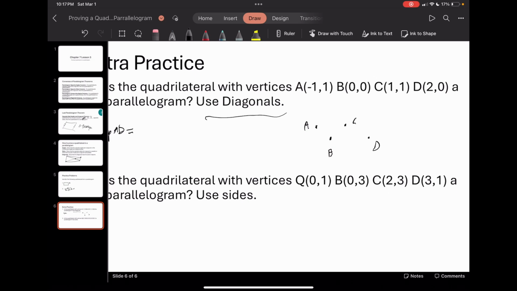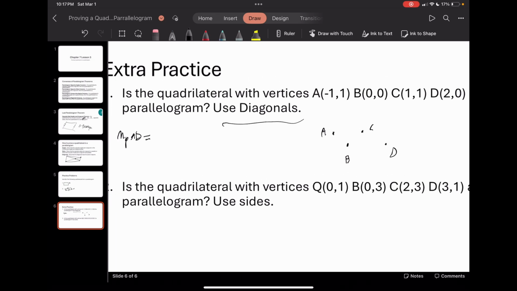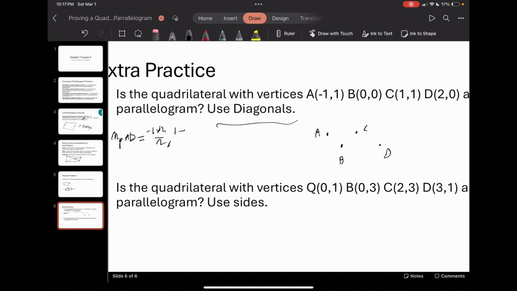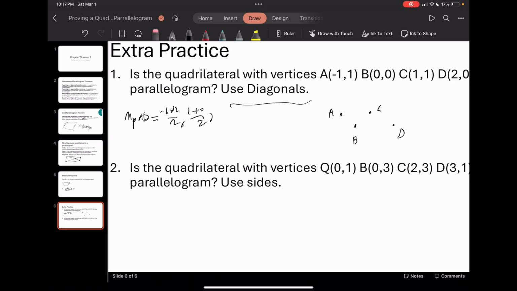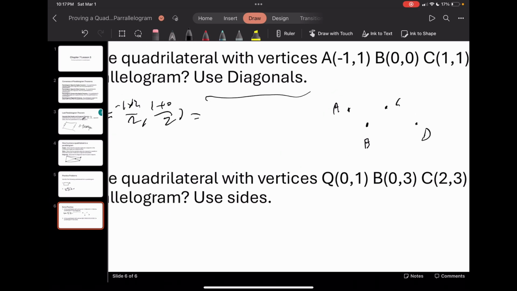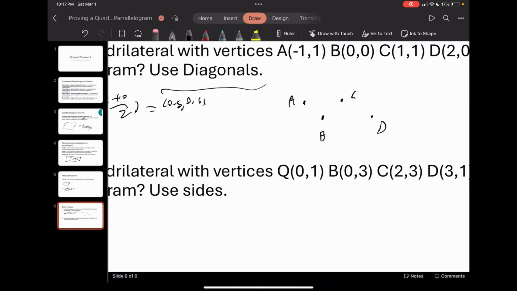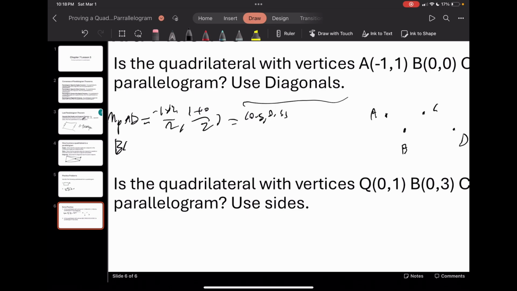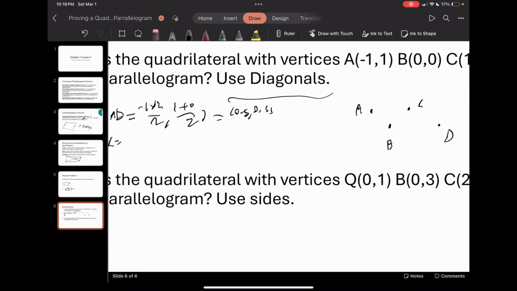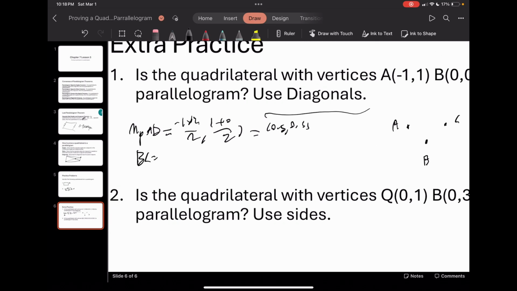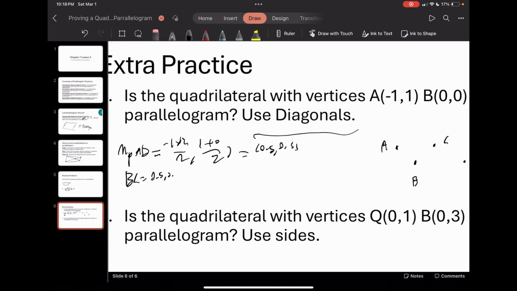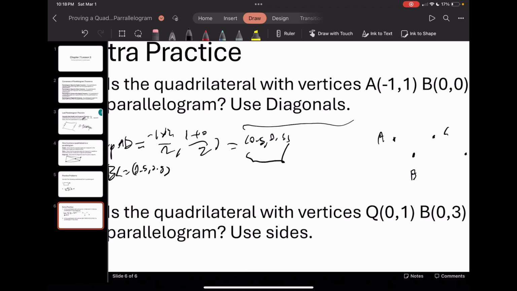Of AD. So this is -1 plus 2 over 2, 1 plus 0 over 2. This simplifies to 0.5, 0.5. I'm not going to write it out as a fraction because that takes forever. And BC, same thing. This is not the measure of BC, but I'm just too lazy. That simplifies to 0.5, 0.5 as well. So as you see, they both have the same midpoint. So what this means is, yes, this is a parallelogram.